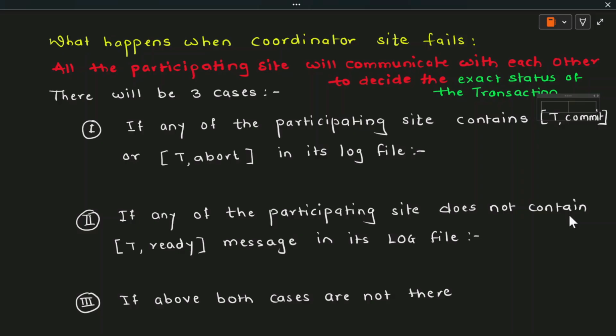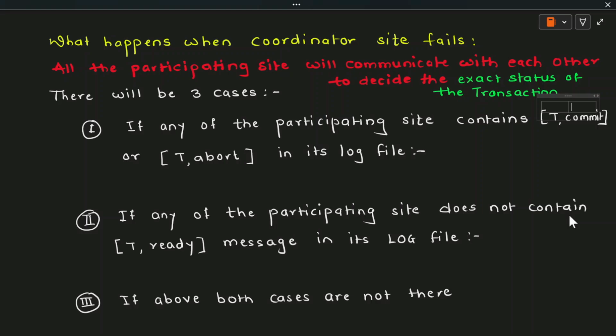In the second case, if any one of the participating sites does not contain a ready message in its log file, it means that the participating site has not voted for the transaction. So without a vote, the coordinator could not have decided to commit the transaction. In this case, the preferable thing will be aborting the transaction T. If neither of the above cases applies, then we will execute the third case. Here, the participating sites will wait till the coordinator recovers, and this waiting will be for an indefinite time.